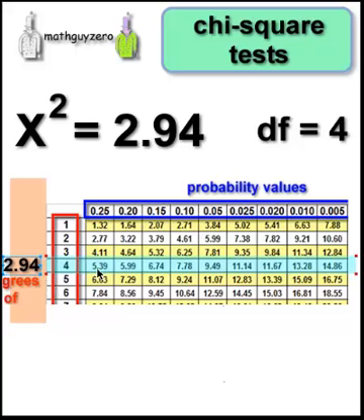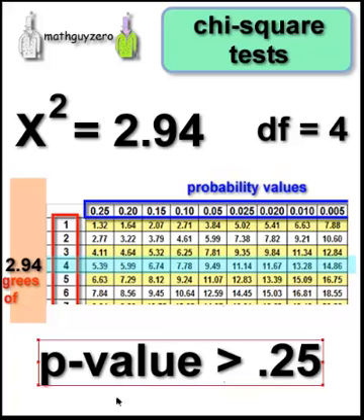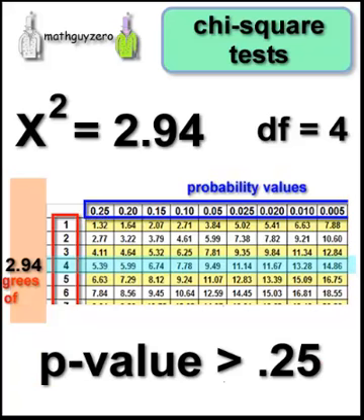Are you following? This is 5.39, 5.99. It just gets bigger going to the right. So our 2.94 is to the left, which means that we have a p-value that's larger than 0.25. That's all that means. Let's double check this in MS Excel.